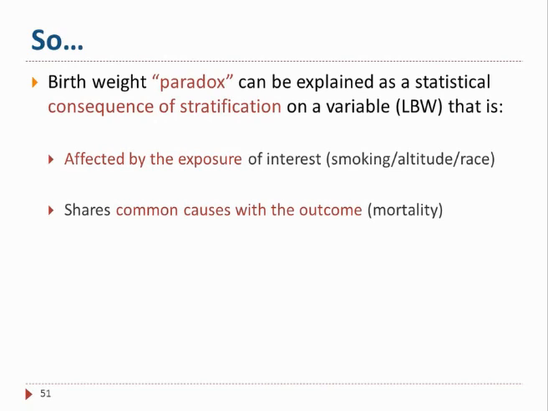So here, we've seen that the birth weight paradox can be explained as a statistical consequence of stratifying on a variable, here low birth weight, that is affected by the exposure and shares common causes with the outcome. And this is kind of the fancy DAG terminology for both of the arrows coming into low birth weight. They're affected by the exposure, smoking affects low birth weight, and it shares common causes with the outcome through the unmeasured variable, which we were calling birth defects, which is associated with both birth weight and mortality.